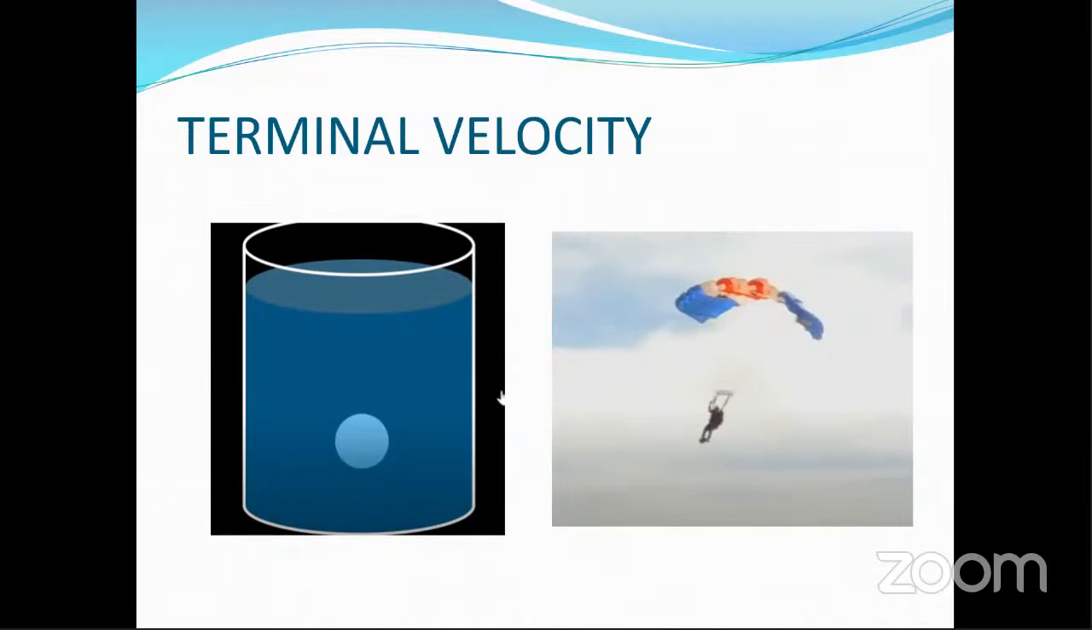So the point from where it gets this constant velocity, and after that there will be no more acceleration in the body, that constant velocity is known as the terminal velocity. And this principle is used in parachutes.